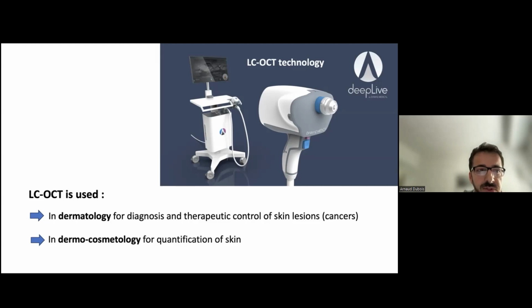LC-OCT is also used in cosmetology for the quantification of skin. So I'll start by talking a little bit about dermatology, and then I'll move on to cosmetology.